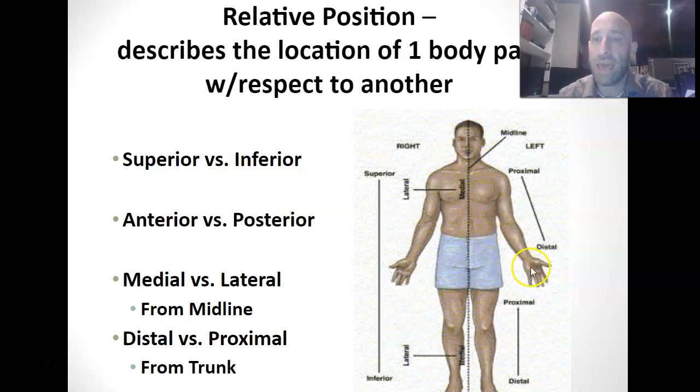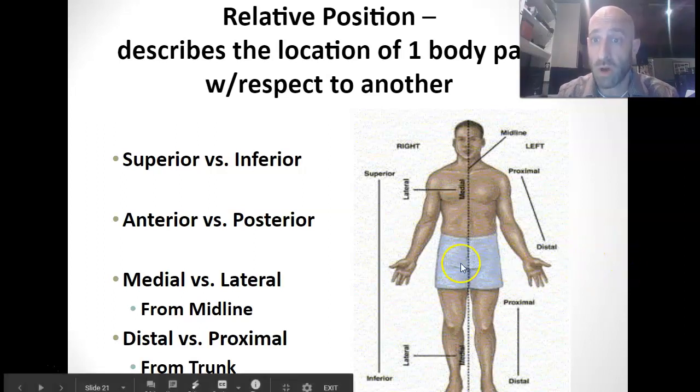Now, why can't I say that my hand is lateral to my hip? Well, the reason why is because what if my hand moves inward? For example, if I have my hand out to the side, it's lateral. But if I move my arm like this, now it's medial. So we're only talking about the trunk when we're talking about medial versus lateral.